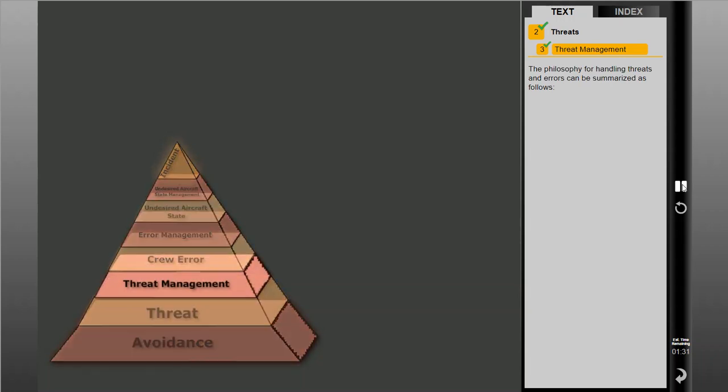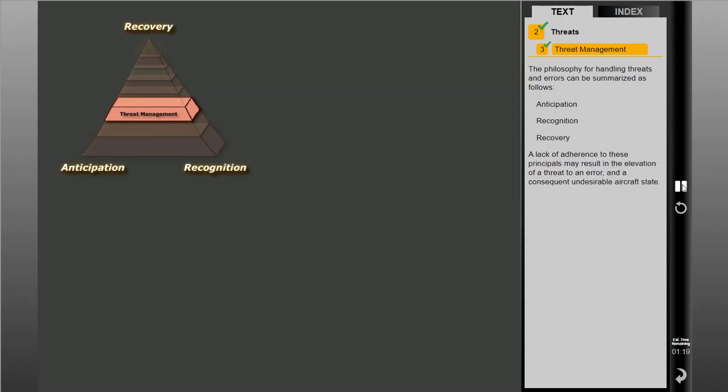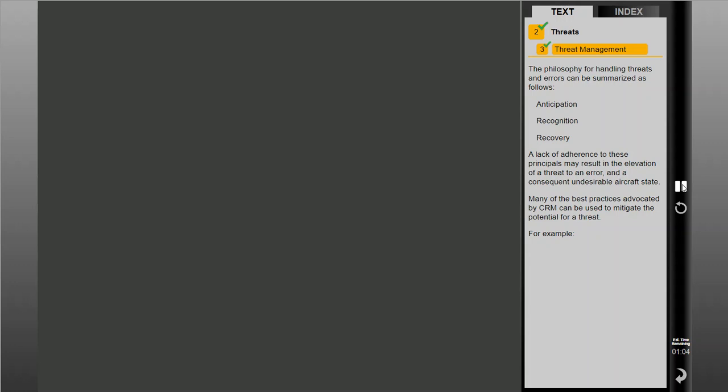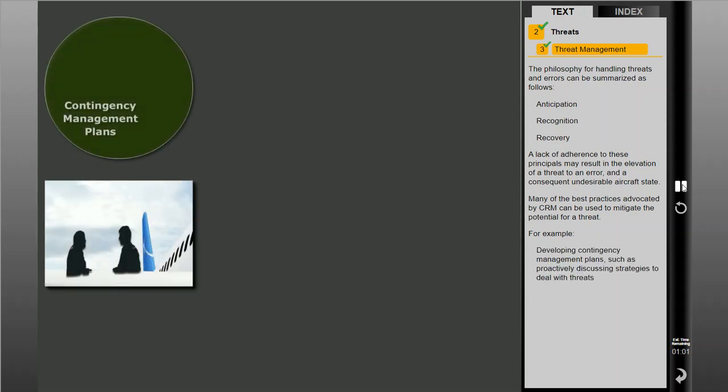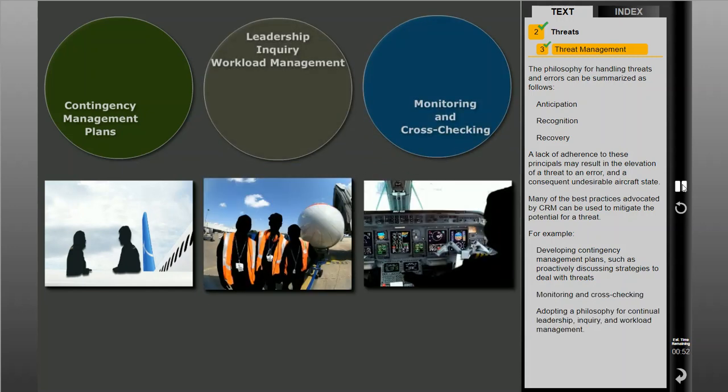The philosophy for handling threats and errors can be summarized as follows: anticipation, recognition, recovery. A lack of adherence to these principles may result in the elevation of a threat to an error and a consequent undesirable aircraft state. Many of the best practices advocated by CRM can be used to mitigate the potential for a threat. For example, developing contingency management plans, such as proactively discussing strategies to deal with threats, monitoring and cross-checking, and adopting a philosophy for continual leadership, inquiry, and workload management.